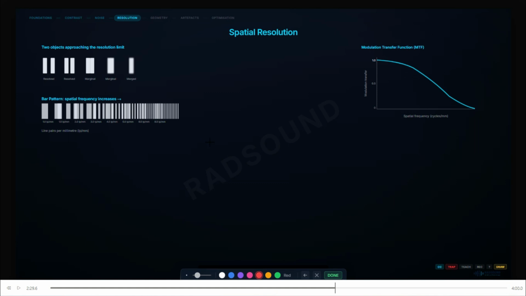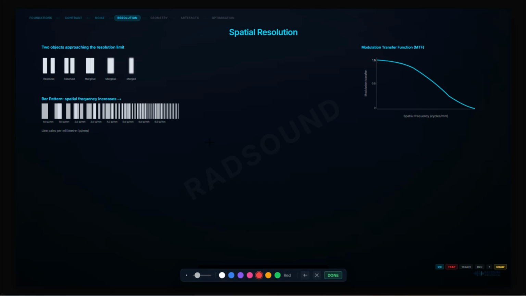So we have to talk about something called the Nyquist limit, because we have to talk about the Nyquist principle and criteria. The Nyquist limit says that it is the highest spatial frequency a sensor or detector can accurately capture without error. So in saying that, we understand spatial resolution measures how much detail a system can preserve.